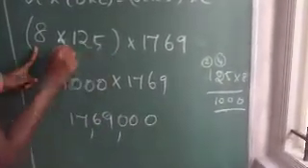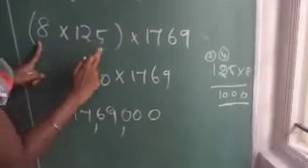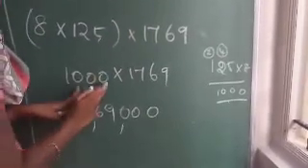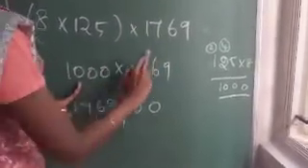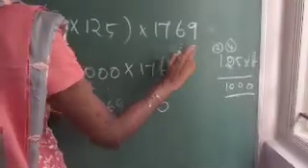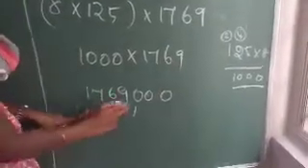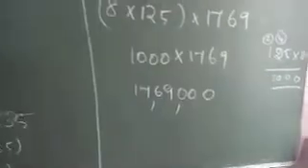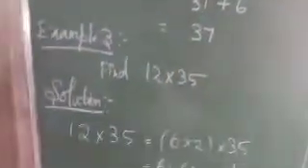So for this I have taken 8 and 125. So my answer is 1000. Then you simply multiply 1000 with 1769. I am getting 17,69,000. So I hope you understand these 4 example sums. Based on this, exercise problems are given to you as your homework. If you have any doubt regarding this, you may ask me through WhatsApp. Tomorrow we will discuss the next property. Thank you.